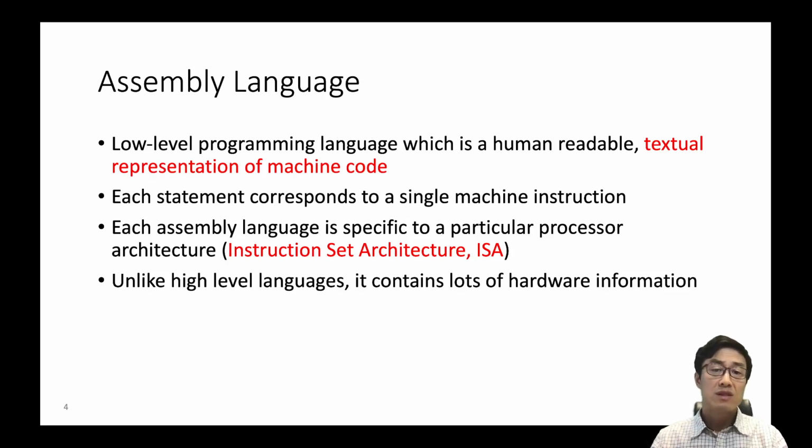Assembly language is a low-level programming language which is a human-readable textual representation of machine code. Each statement in an assembly program corresponds to a single machine instruction. Each assembly language is specific to a particular processor architecture called the instruction set architecture, ISA in short. Unlike high-level languages, we find lots of hardware information in assembly language.